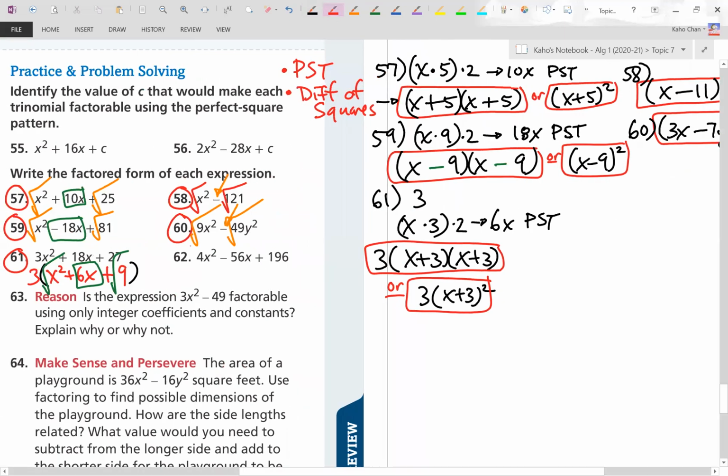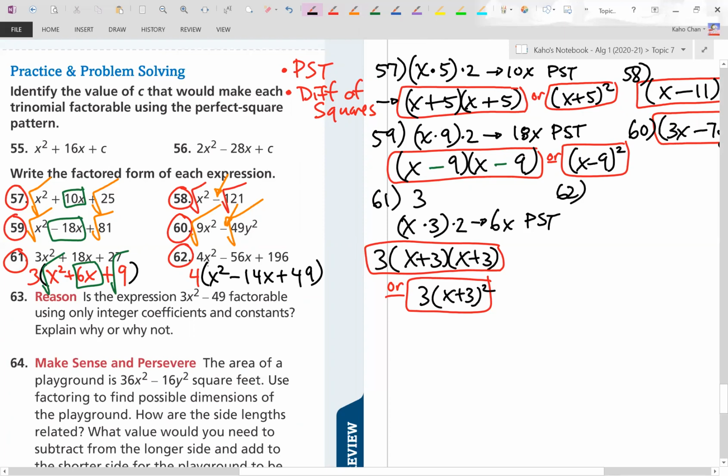62 looks gigantic. Can I take out a 4? Yeah, I can take out a 4. When I take out a 4, I'm left with x squared minus 14x plus 49. Oh, there it is. It's PST maybe? Let's check the math here.